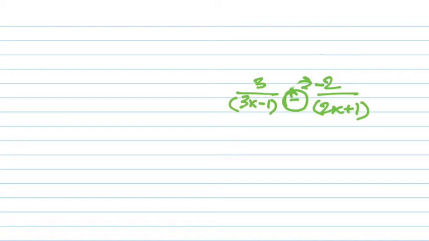If not, don't worry about it. We're going to practice. So we're going to build our LCD first. We got 3x minus 1 for my first one. The next one is 2x plus 1. Is there already a 2x plus 1 down there? Nope. So I need a 2x plus 1. In this case, I'm literally building, I need both factors from both denominators.